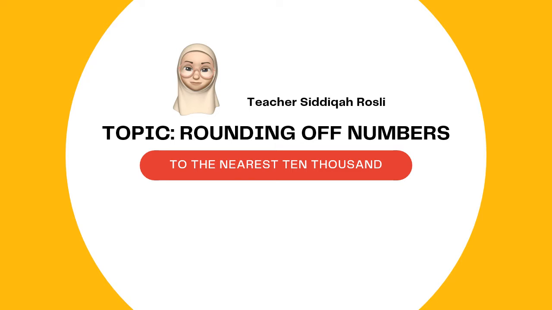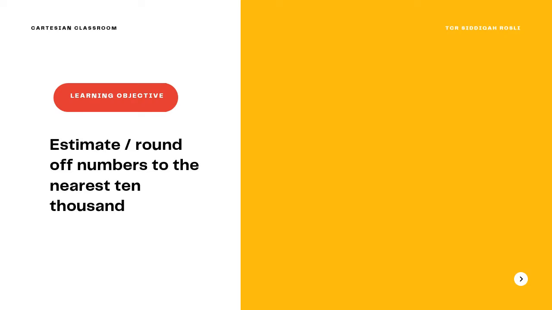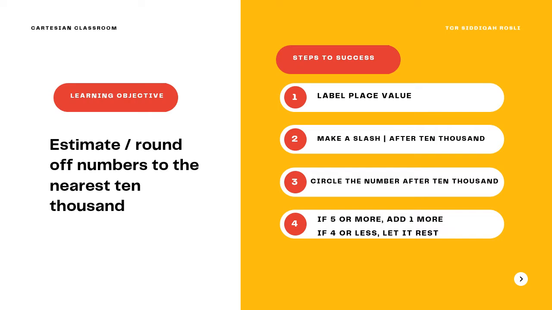Today we're going to learn about rounding off numbers, and this time to the nearest 10,000. So let's begin. Our learning objective for today is we are going to estimate, or in other words, round off numbers to the nearest 10,000. And our S2S for today is the first one.